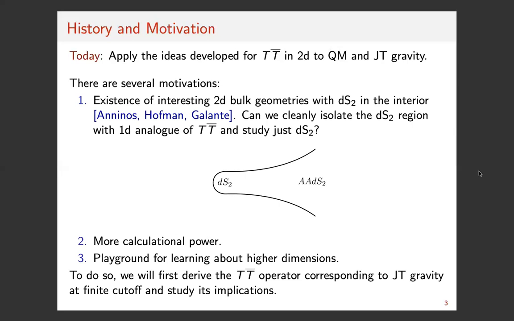The plan is basically, I want to very quickly show you what the deformation looks like in quantum mechanics, and I'll be doing that using a dimensional reduction. This is a simple and quick way to see what the deformation is. Then I'll show from the gravity side that this corresponds to JT gravity at finite cutoff. And then I'll go back to quantum mechanics and we'll play around with the Schwarzian theory and see how we can move that Schwarzian theory in the bulk.